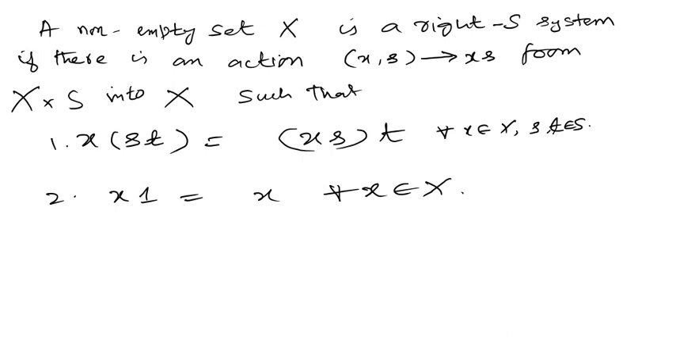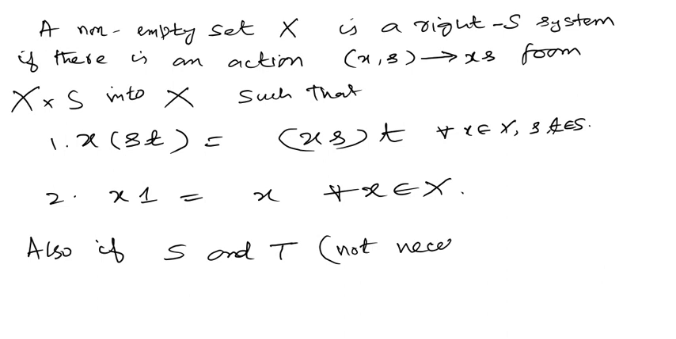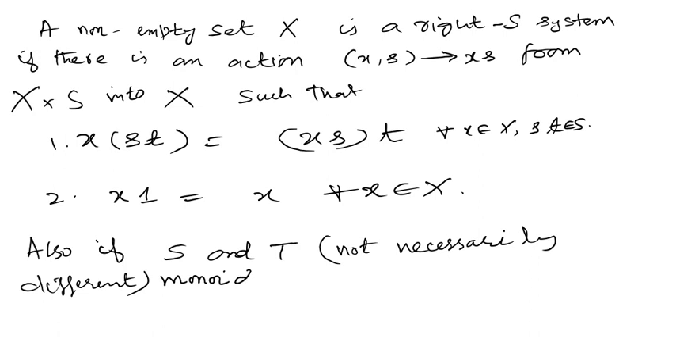Now we define bi-system, for which we have two semigroups actually. They may be different or they may be same. So also if S and T are monoids, not necessarily different, जरूरी नहीं, equal भी हो सकते हैं. S and T are two monoids, OK?